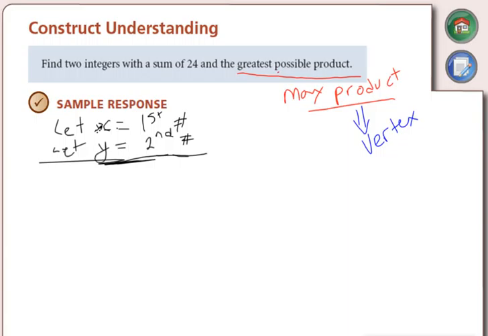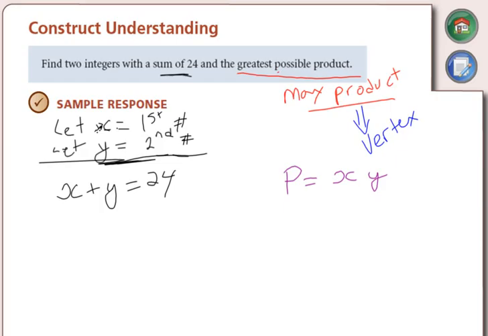It says we've got a sum of 24. Okay, well, that means a sum, we're adding them together. X plus y, that's going to equal 24. And we've got the greatest possible product, max product. That means we need a product equation, which is going to be x times y. But we have to have a product equation with only one variable. I've got two of them. I got x and y. We've got to somehow substitute one equation into the other.